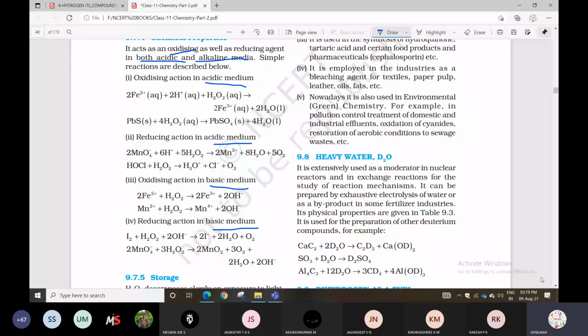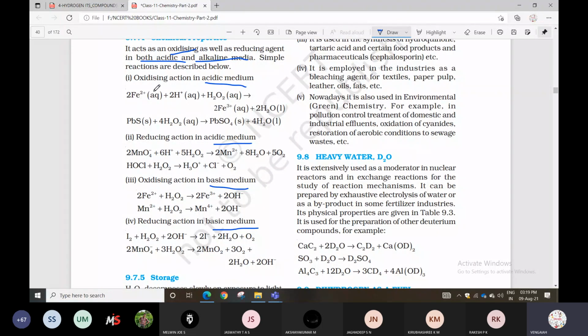Reducing action in basic medium condition: I2 plus H2O2 plus 2 OH- ions, you can get 2I- plus 2H2O plus O2. Next one is 2 MnO4- plus 3 H2O2, it gives 2 MnO2 plus 3 O2. You can check the reactions also and understand easily. So oxidizing action with acidic medium and basic medium, reducing action with basic medium and acidic medium also given.